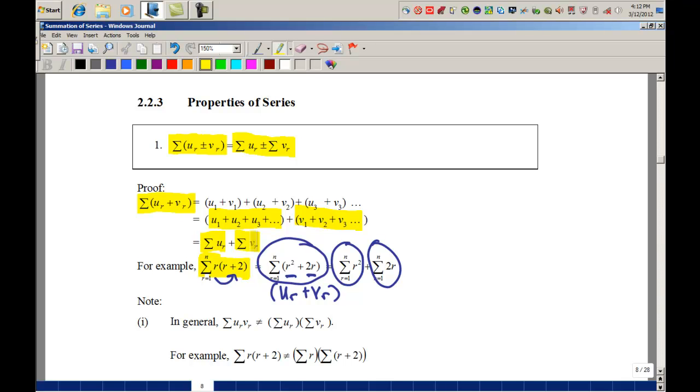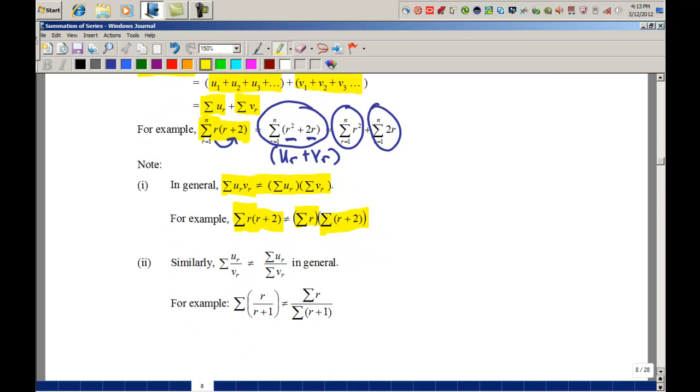Now it's important to note that while you can do this for plus and minus, you cannot do it for times and divide. Meaning, in general, it's not true that summation u_r v_r is the same as summation u_r times summation v_r. If you look at the same example, summation r(r plus 2) is not the same as summation r times summation (r plus 2).